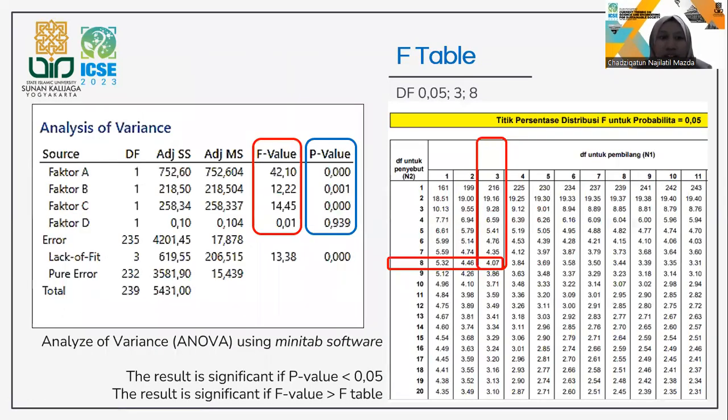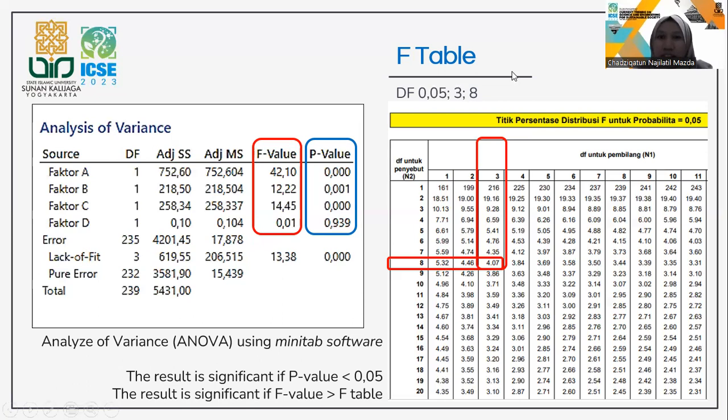On analysis of variance, or ANOVA, we use Minitab. The result is significant if the p-value is less than 0.05, or the result is significant if the F-value is more than the F-table. We know from here that the p-value of factors A, B, and C is 0.000 and 0.001. So we say that factors A, B, and C are significant. But for factor D, the p-value is 0.939. This is more than 0.05. So we say that factor D is not significant.